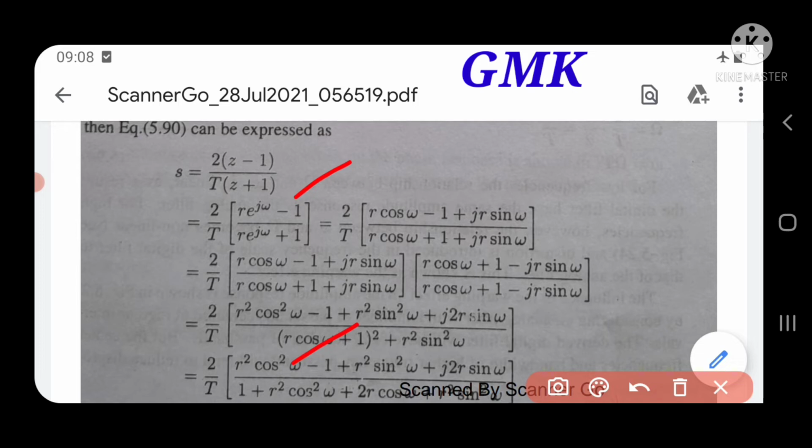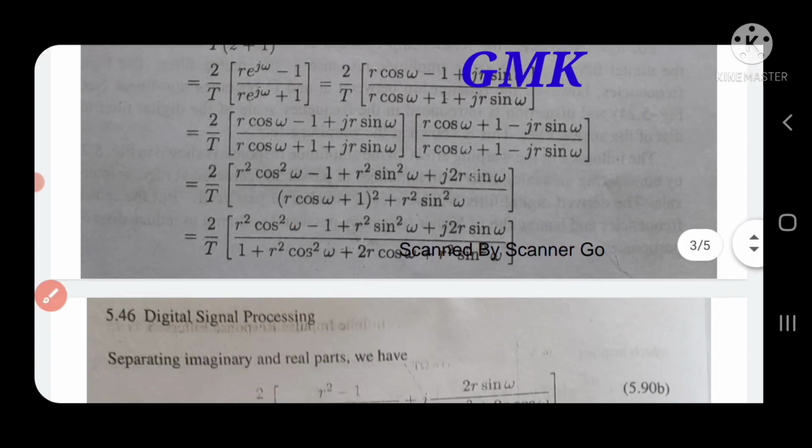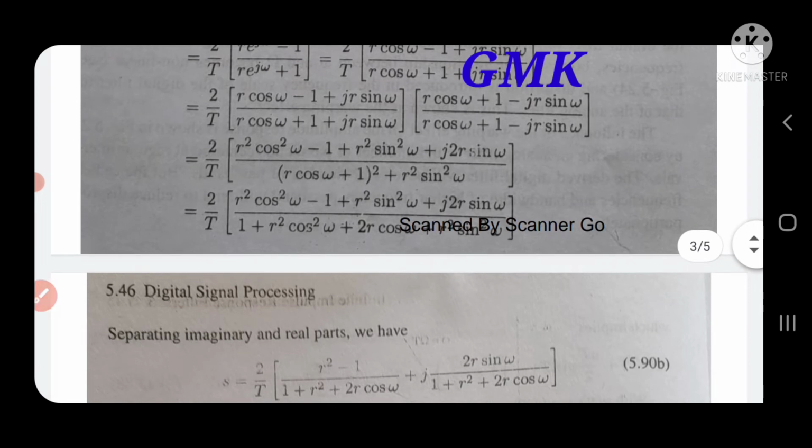By multiplying with r, we can get it like this. Okay, so this is a representation. After that, 2 by T into r into cos omega minus 1 plus j into r. So if we rationalize the above equation with this term, we will get an equation like this. This is the equation we finally get.